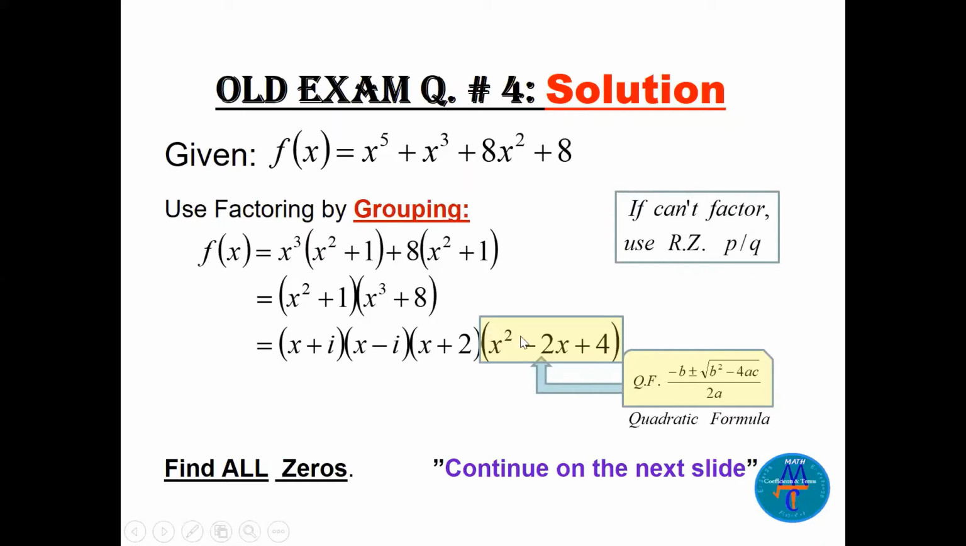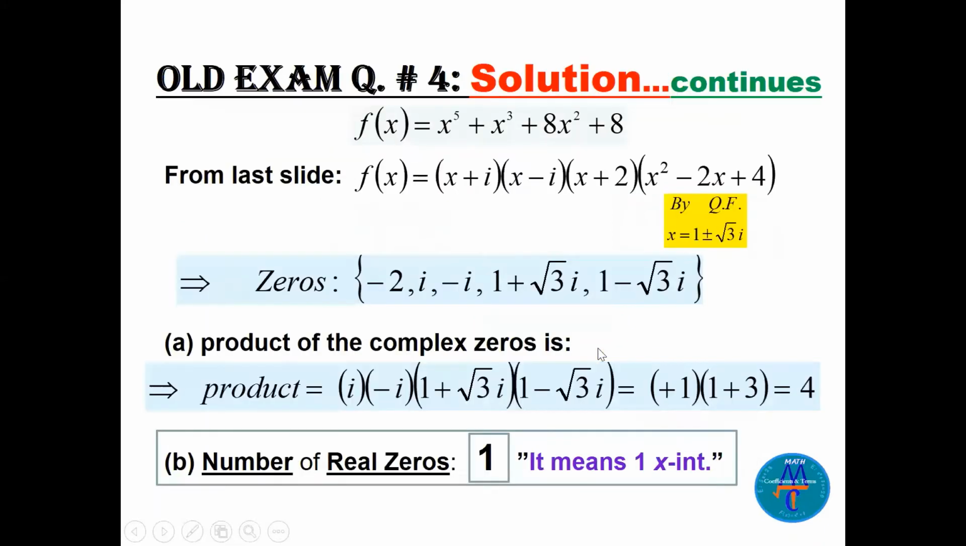And then here we have x squared minus 2x plus 4. We cannot factor this, so we use the quadratic formula. A is 1, B is minus 2, C is 4, and then we find all the zeros. We get x equals 1 plus or minus square root of 3 i. So look at the zeros now: minus 2, i, minus i, 1 plus square root of 3 i, 1 minus square root of 3 i.